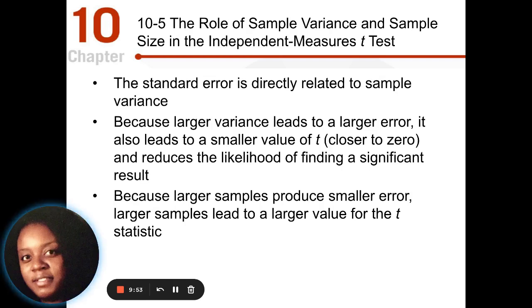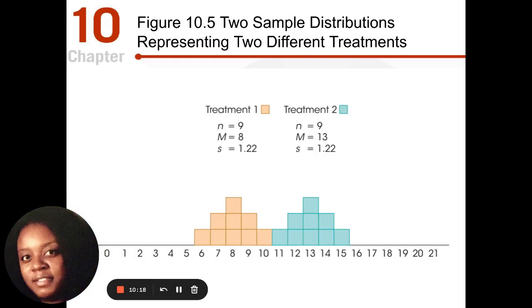The standard error is directly related to the sample variance, because a larger variance leads to a larger error. It also leads to a smaller value of t, which is usually closer to 0, and that reduces the likelihood of finding a significant result. Because larger samples produce smaller errors, larger samples then lead to a larger value for the t statistic. Here's an example of that in 10.5 with two sample distributions that represent two different treatment methods.